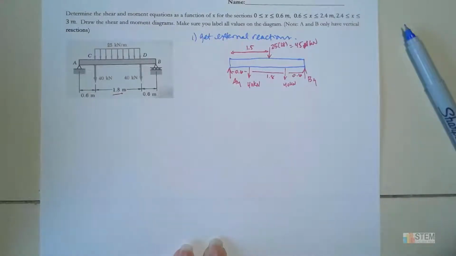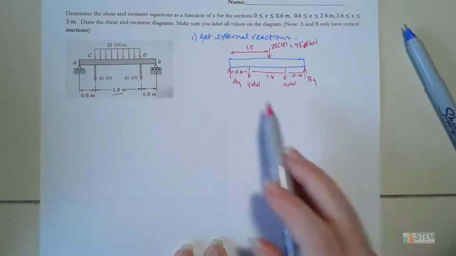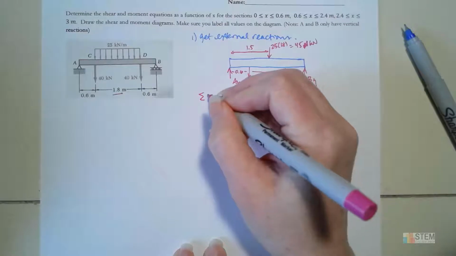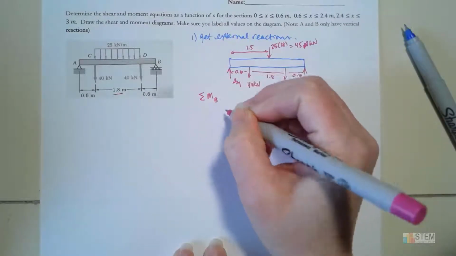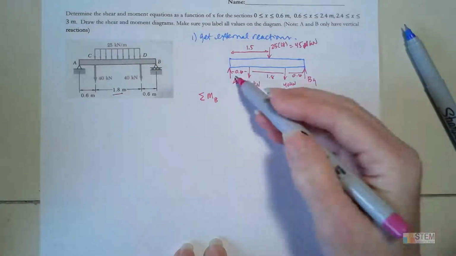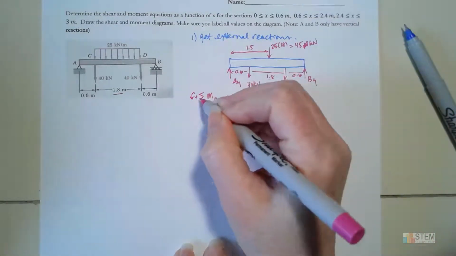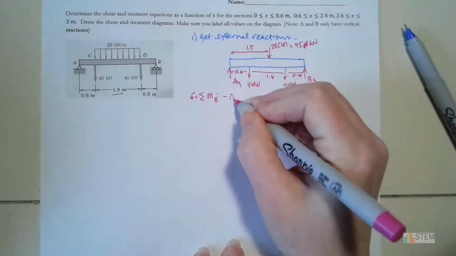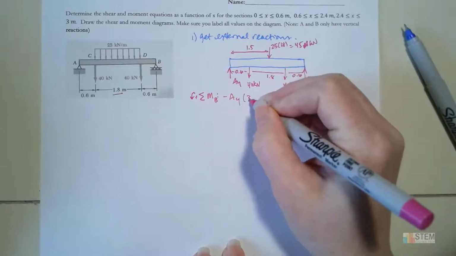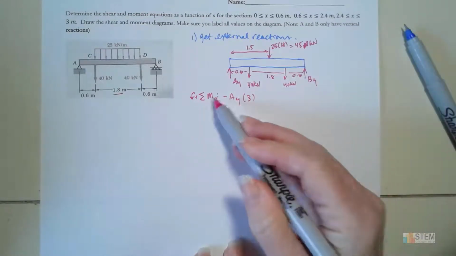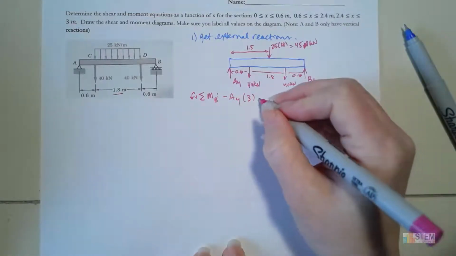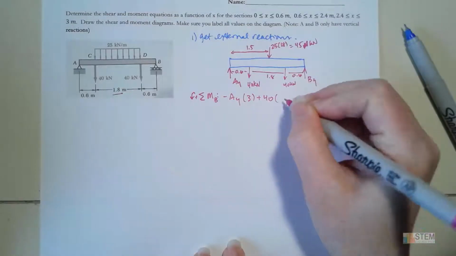Now let's do our equilibrium equations. We only have two this time because I don't have anything in the x direction. So let's start with the moment equation, and I'm going to take the moment about B. You could take the moment about A also; it'll give you the same thing in the end. The moment about B here, we're going to have negative AY times 3. It's negative because I said counterclockwise is positive, and this would be a clockwise moment. And then we're going to have plus 40 times 2.4.